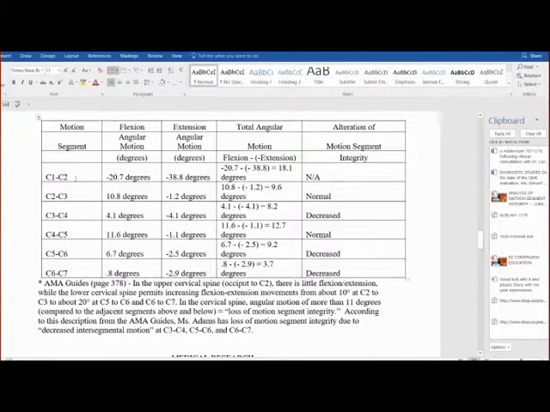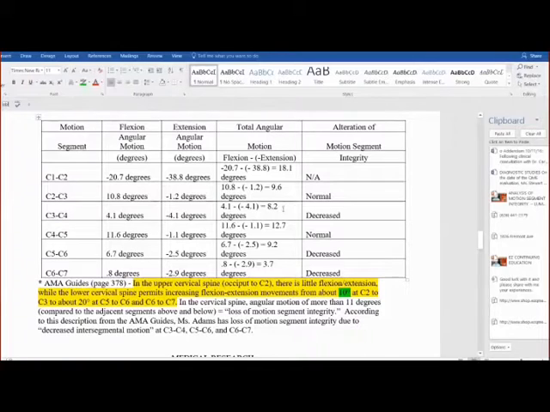I found that between C1 and C2, there was 18.1 degrees of total angular motion. And remember from our reference of the AMA guides, it says that in the upper cervical spine, there is little flexion and extension, while the lower cervical spine permits increasing flexion extension movements from about 10 degrees at C2 to C3 to 20 degrees at the lower levels. So at C2, C3, I found indeed about 9.6 degrees of total angular motion, and that's consistent with what the AMA guides describe as 10 degrees. So I found that to be normal angular motion.